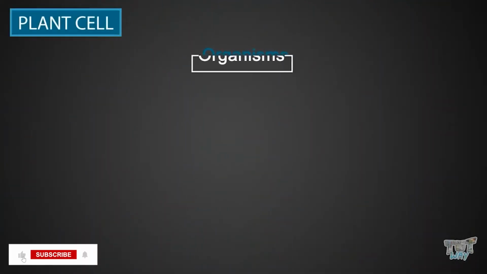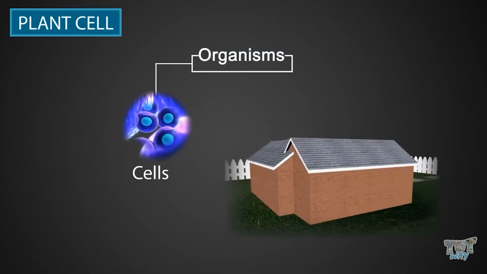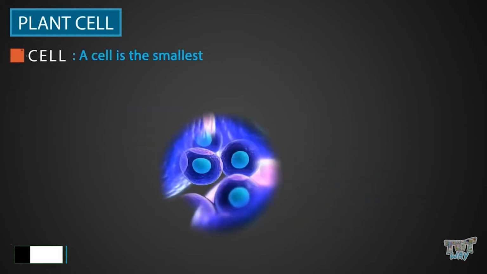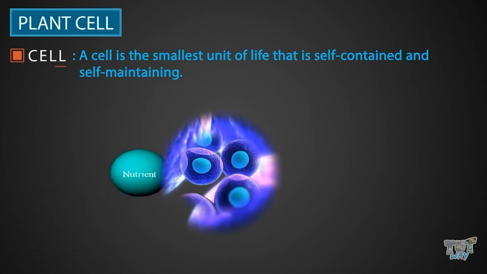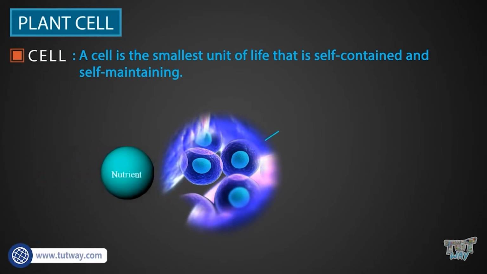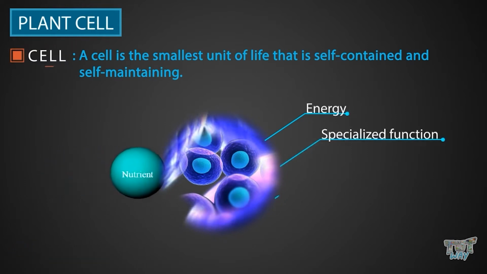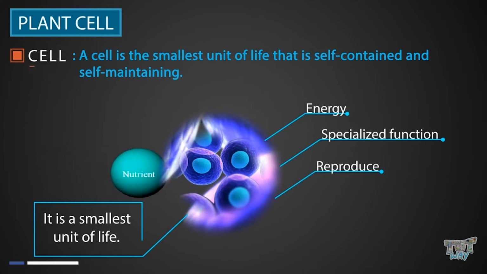So let's start. We know all organisms are made up of cells, like a house is made up of bricks. The cell is the smallest unit of life that is self-contained and self-maintaining. It can take in nutrients and convert these nutrients into energy, carry out specialized functions, and can also reproduce. So it is the smallest unit of life.